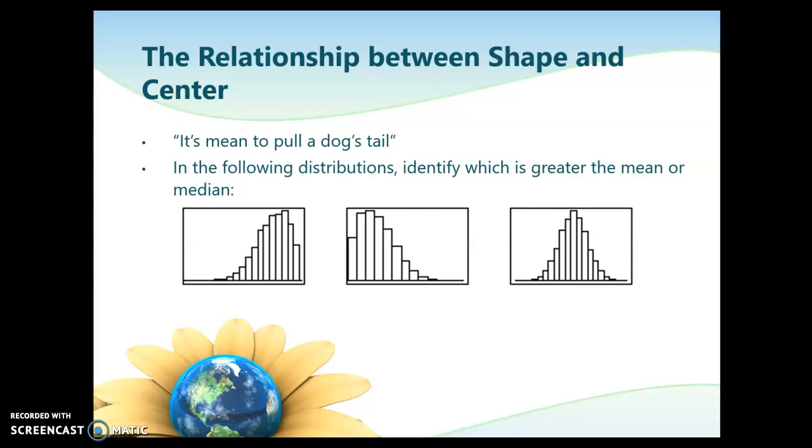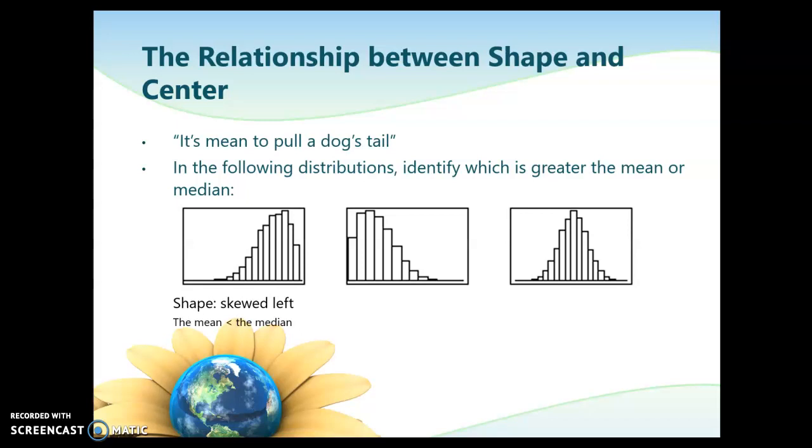Now, when you have a distribution that is skewed one way or another, like the picture here, the histogram on the left is clearly skewed to the left. The histogram in the middle is skewed to the right, and the histogram on the right is relatively symmetric. If I were to make a box plot, which I will here in a moment, and we'll be talking about that in a future lesson, you'll see a similar skewed left, skewed right, and symmetric.